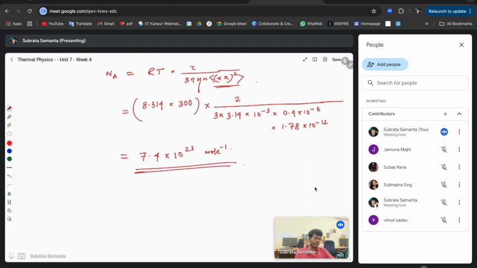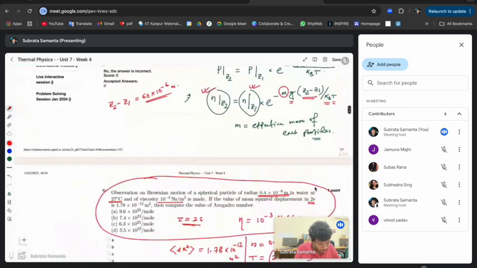Okay. So that is the Avogadro number, and we know the value of the Avogadro number, 6.023, right? Slightly higher value. So let's see whether this is in the options or not.